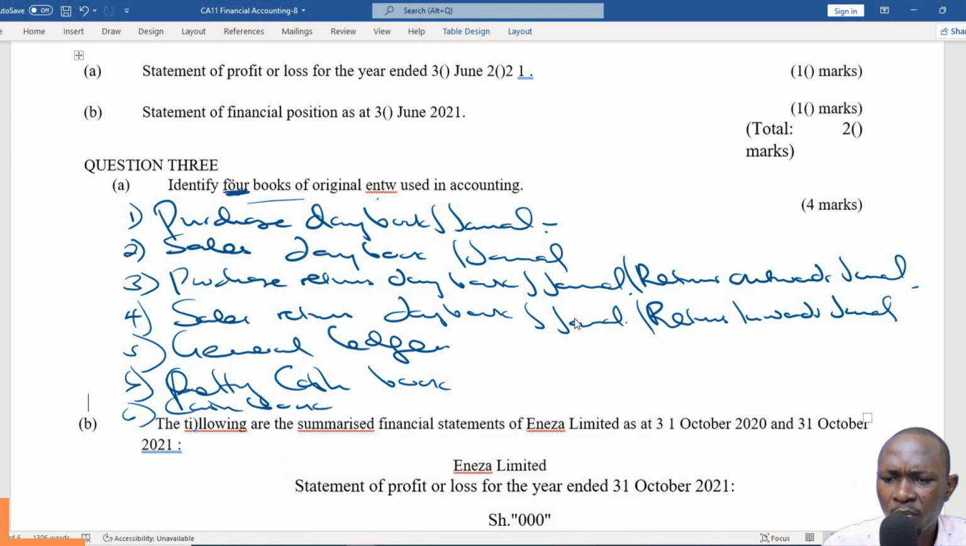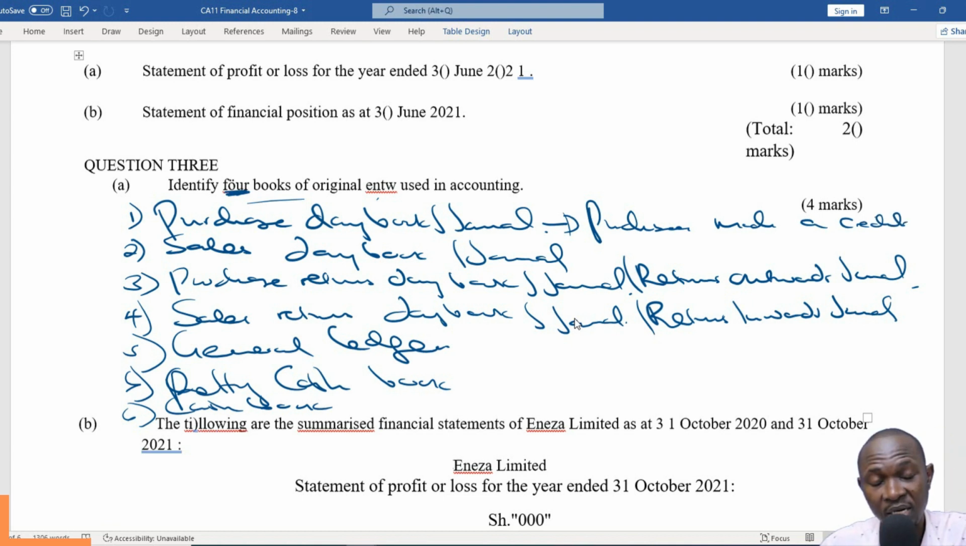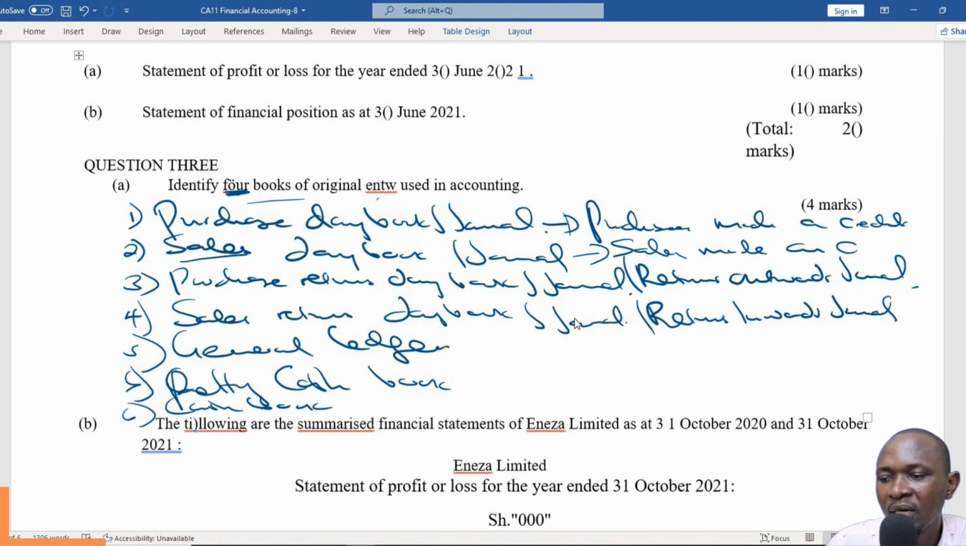Now, the purchase day book or purchase journal, this one is used to record all purchases made on credit. When you buy goods from suppliers on credit, so that brings the credit relationship, you enter that information in the purchase day book. And when you sell goods to customers on credit, you enter that information in the sales day book. These are sales made to customers on credit.